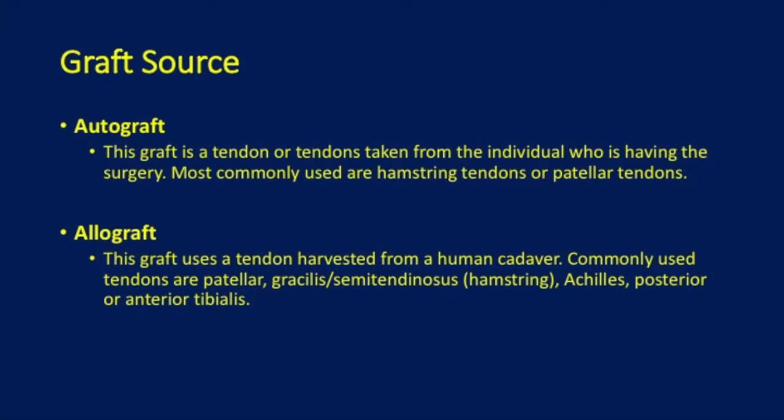There are two graft sources, autograft and allograft. Autograft is a graft of a tendon taken from the individual who is having the surgery. Most commonly, it is the hamstring tendon or patella tendon. Allograft is a graft harvested from a human cadaver. Commonly used tendons are patellar tendons, hamstring tendons, Achilles tendons, or ankle tendons.